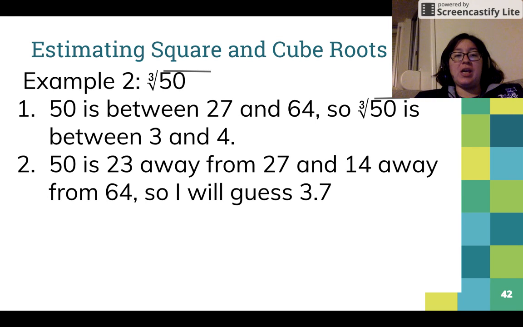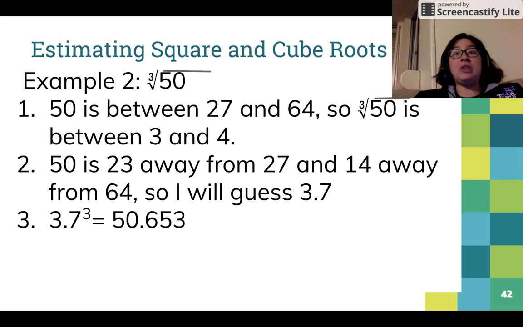50 is 23 away from 27. 27 plus 23 is 50. And 14 away from 64. 50 plus 14 is 64. So it's a bit closer to 64. Let's go with 3.7. 3.7 cubed is 50.653. That's a pretty good guess, but it's a little bit too big.